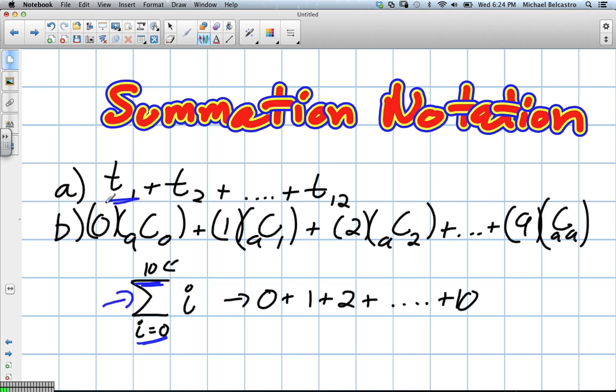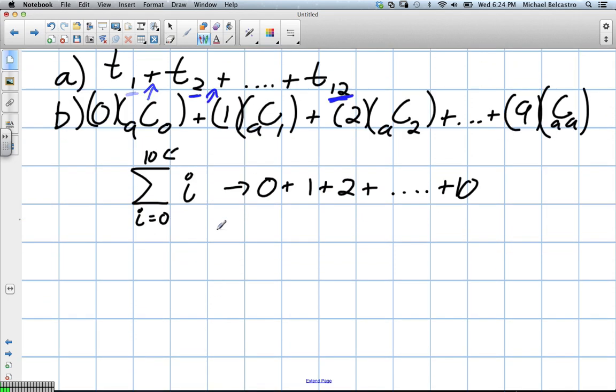In this question, they've given us the value t. We don't actually know what this value is, but think of it as a term. This is the first term plus the second term plus terms all the way up to the value of 12. So in summation notation, we have our sigma. What is the last term we go up to? 12, that's right. So it goes all the way up, using natural numbers, to 12.